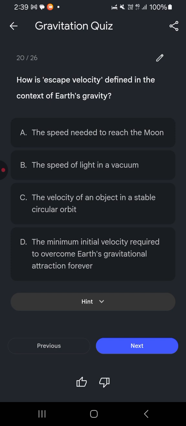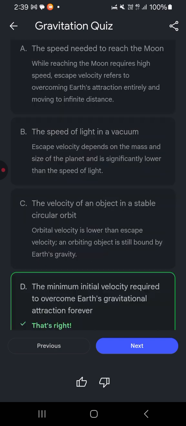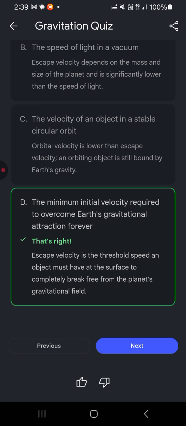How is escape velocity defined in the context of Earth's gravity? The correct option will be D. It is the minimum initial velocity required to overcome Earth's gravitational attraction forever. Escape velocity is the threshold speed an object must have at the surface to completely break free from the planet's gravitational field.